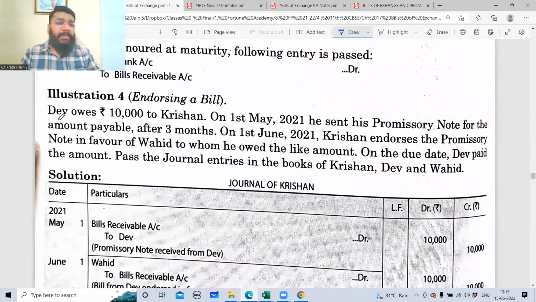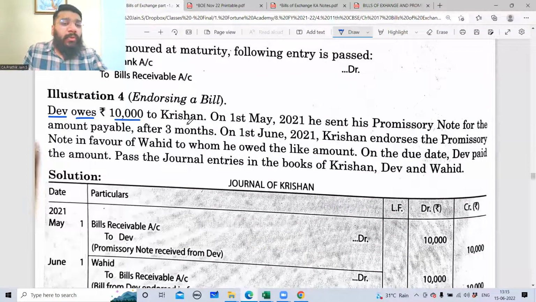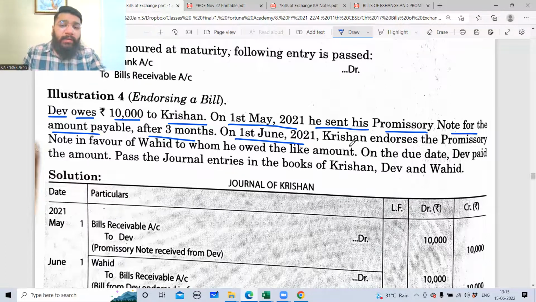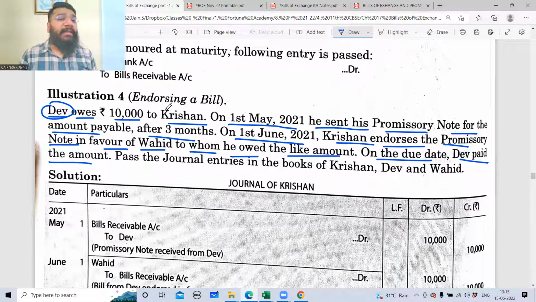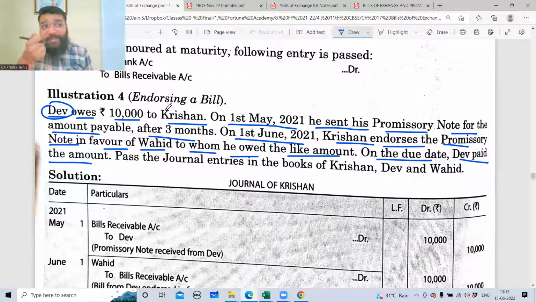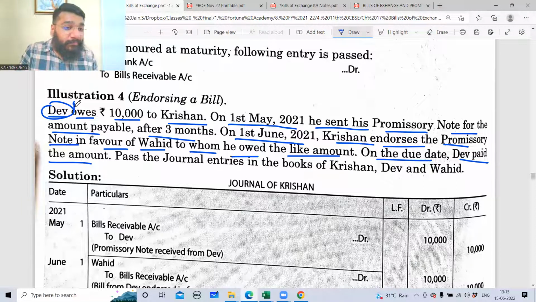Please take illustration 4. It says that Dev owes 10,000 to Krishan. On 1st May 2021, he sent a promissory note for amount payable after 3 months. On 1st June 21, Krishan endorsed the promissory note in favor of Wahid, to whom he owed the like amount. On the due date, Dev paid the amount. Pass the entries in all the 3 people's books of accounts. My question is, who was Dev? Who was Krishan first? Dev owes the money, which means Dev is supposed to pay the money. So if Dev is supposed to pay money, means he would have purchased something. So can I say Dev is buyer and Krishan is seller?